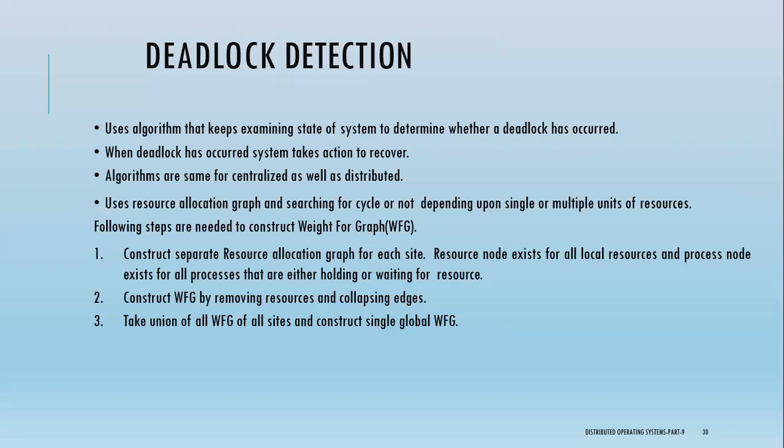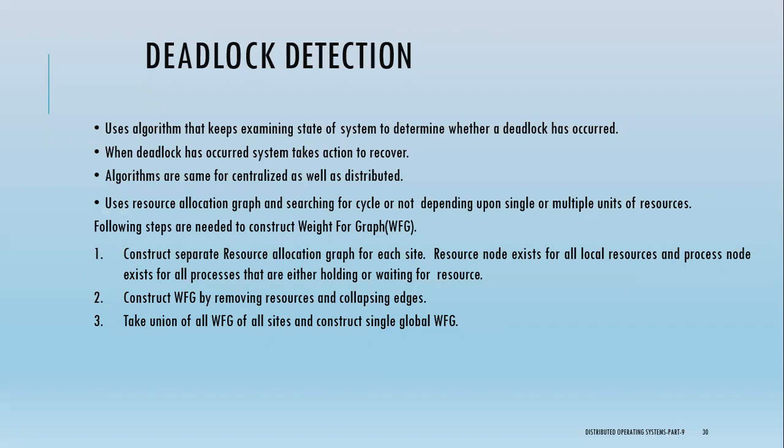Deadlock detection. It uses an algorithm that keeps examining the state of a system to determine whether a deadlock has occurred. When a deadlock has occurred, the system takes action to recover. Algorithms are the same for centralized as well as distributed systems. It uses a resource allocation graph, and searching for cycles does not depend upon single or multiple units of resources.